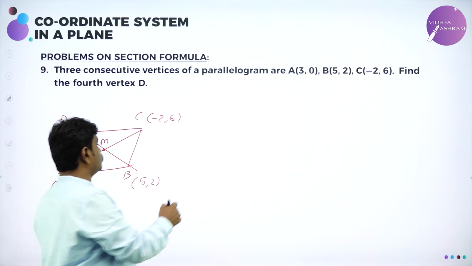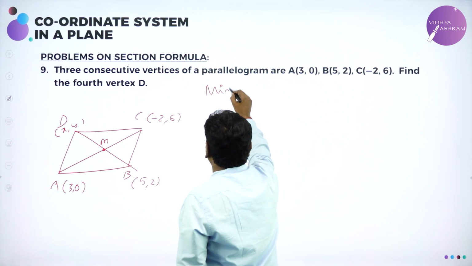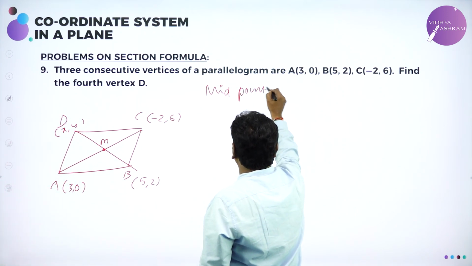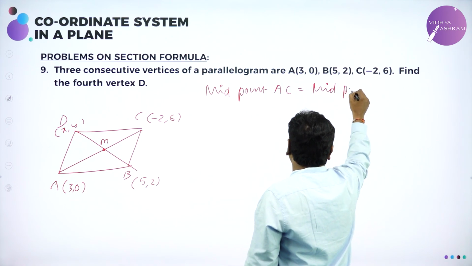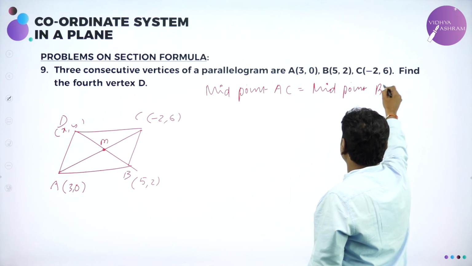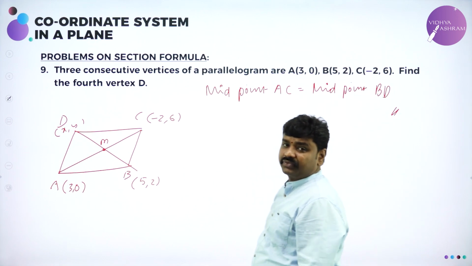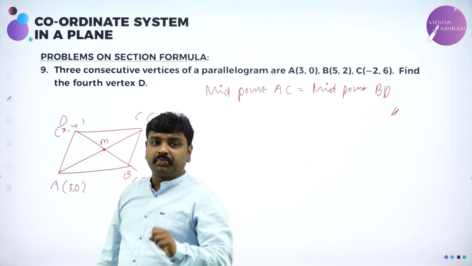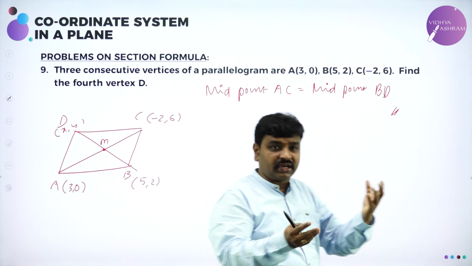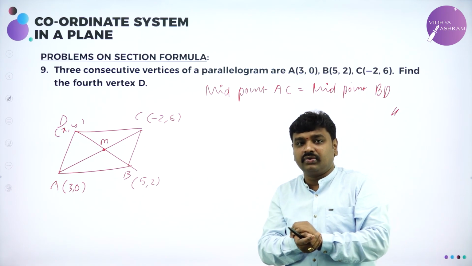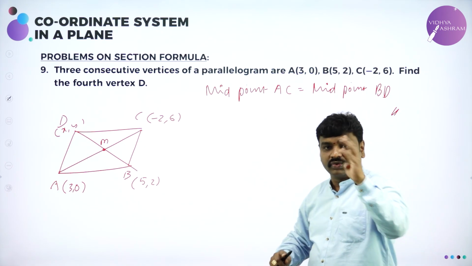So again the concept is what? Midpoint of diagonal AC should be equal to midpoint of diagonal BD. Midpoint of what? Diagonal BD. So use this concept and get the value of D. So what is the concept here? Diagonals bisect each other. Use the concept of midpoint, diagonals bisect each other. Like the last problem, you solve it and find the value of unknown XY. That is the fourth vertex.